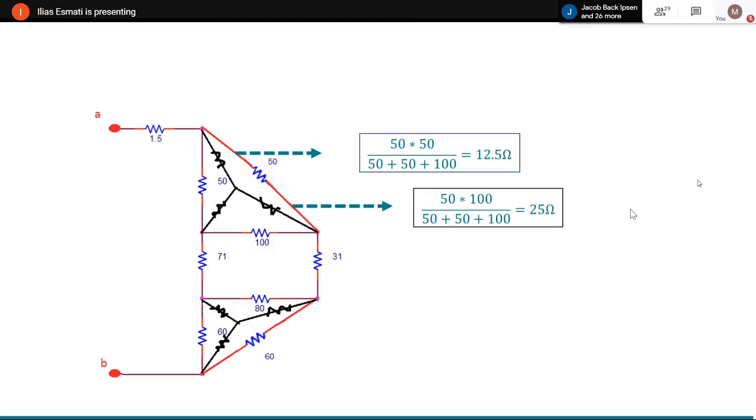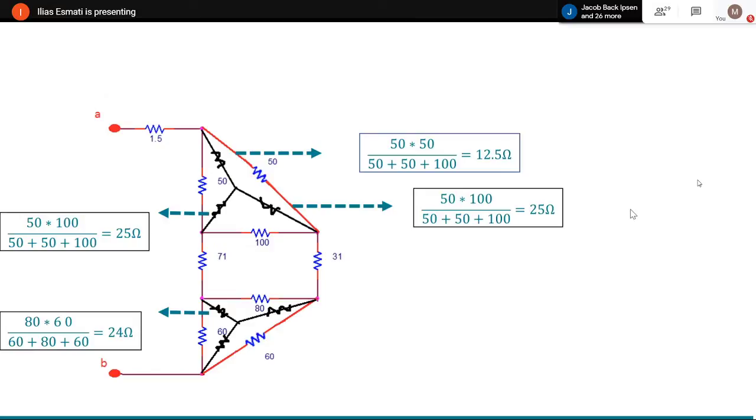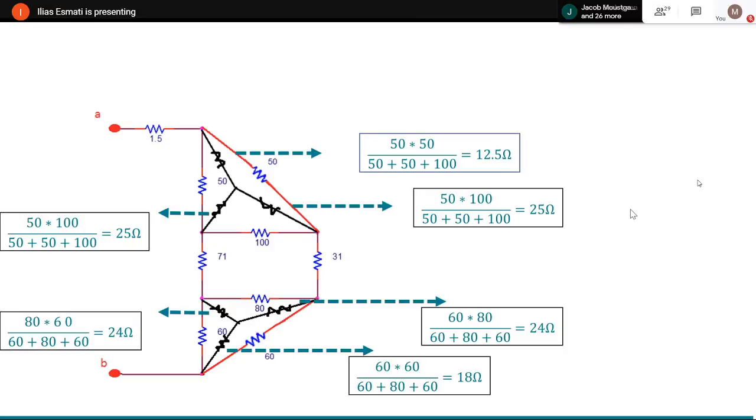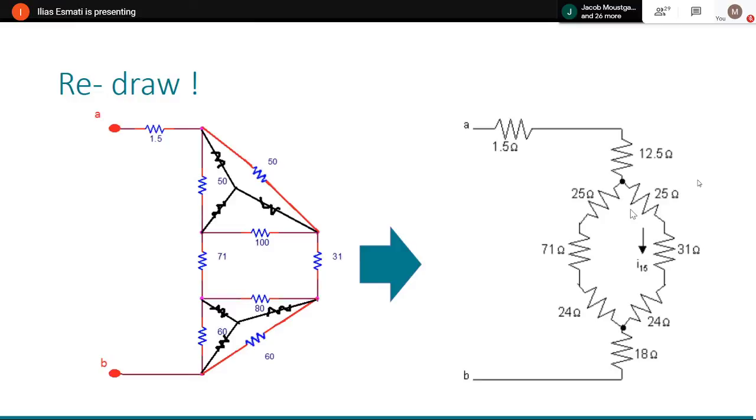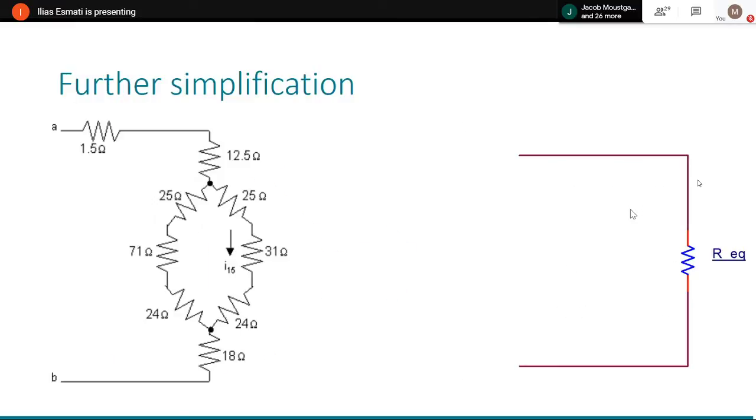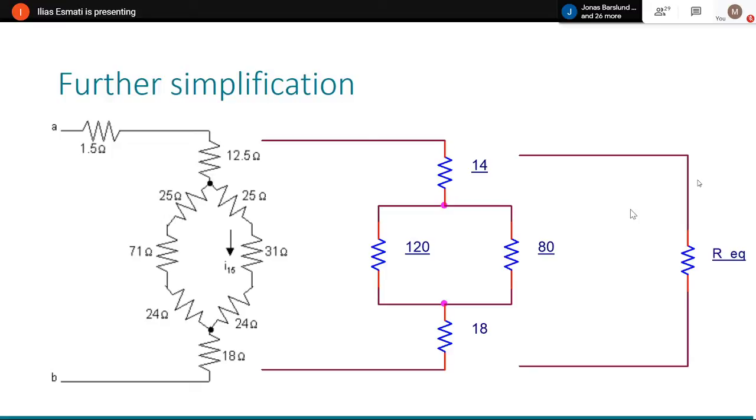So we use a relationship. Here's a typo. Remember that. And then we redraw the further simplification, and then we can use our old trick, the parallel and the series configuration stuff, and then we can make it to only one resistor. Isn't it great?